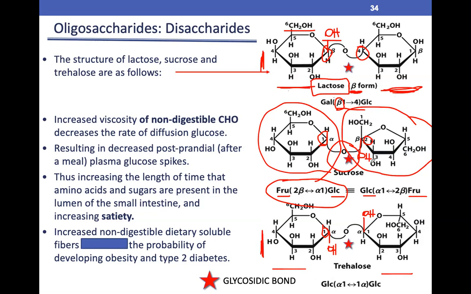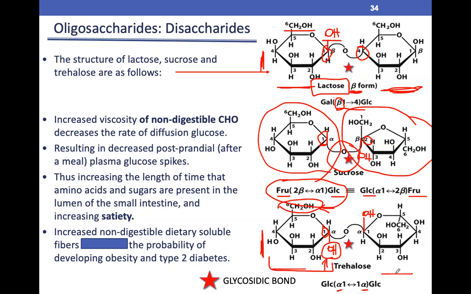For the trehalose, they're both alphas. So alpha here and alpha here. And we said that the way that we compare the alpha is that we look at C6, and is it on the same or the opposite side of the hydroxyl? So in this case, the C6 is at the top and the hydroxyl is at the bottom. Because they're on opposite sides, it makes it trans, and that makes this one alpha.